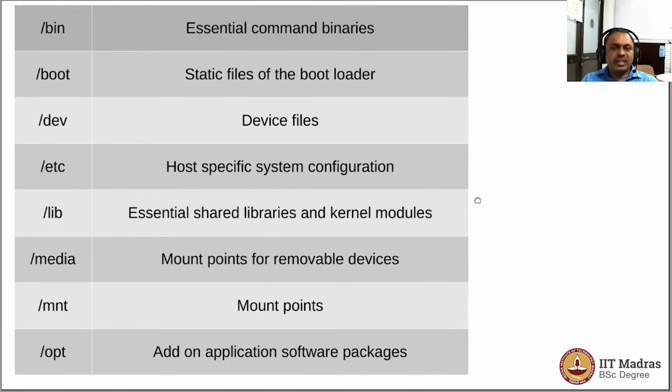Dev folder contains the device files. One says that in Linux everything is a file. So every device that is connected to the computer is actually a file as far as the representation is concerned in the file system hierarchy. etc folder contains configurations of various services which are specific to that particular machine. The lib folder will contain the libraries or shared programs as well as kernel modules.